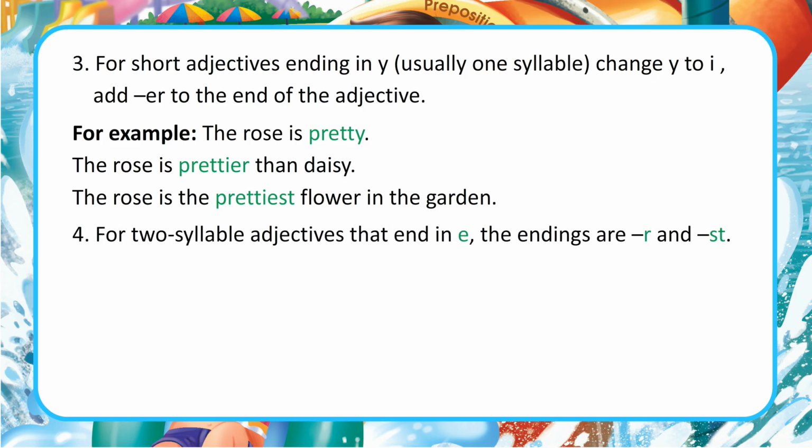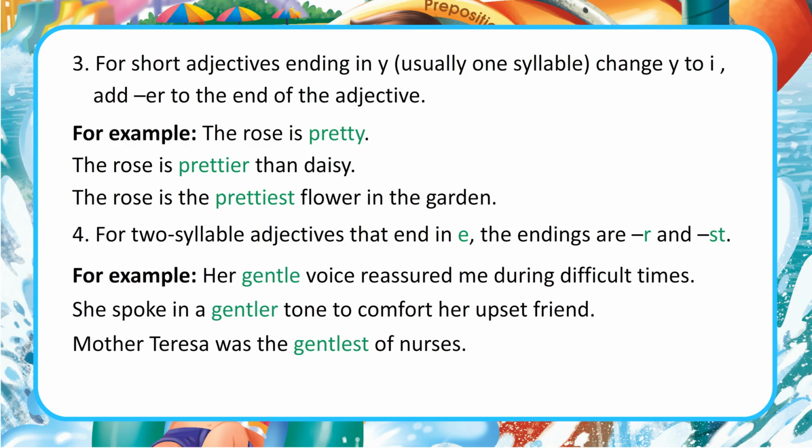4. For two-syllable adjectives that end in e, the endings are -r and -st. For example, her gentle voice reassured me during difficult times. She spoke in a gentler tone to comfort her upset friend. Mother Teresa was the gentlest of nurses.